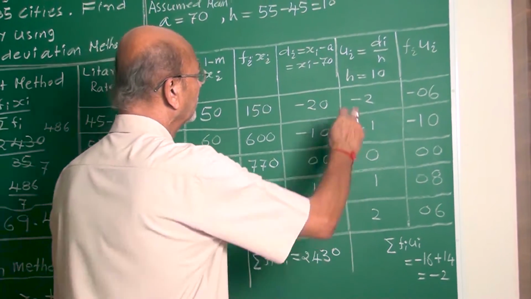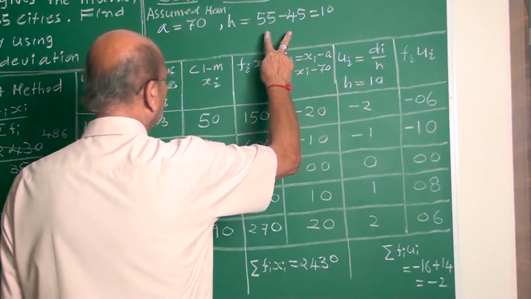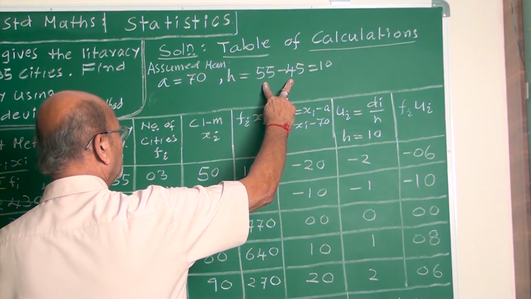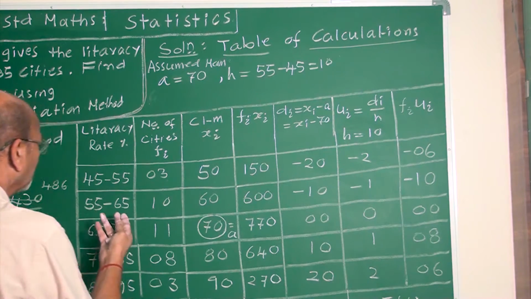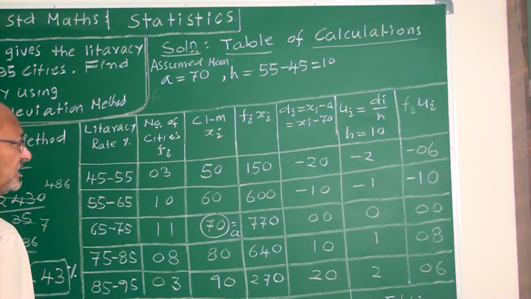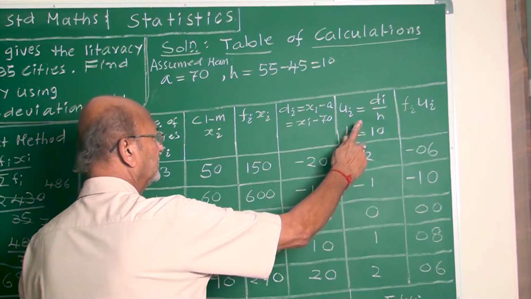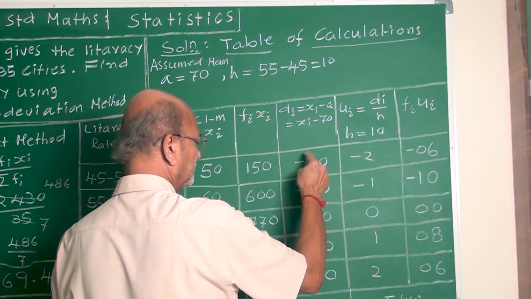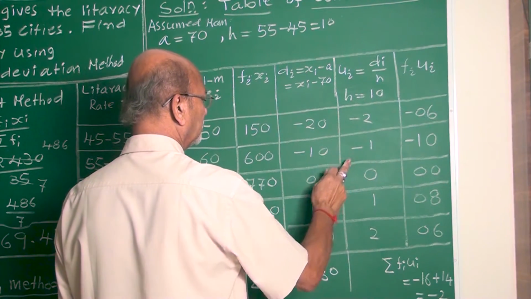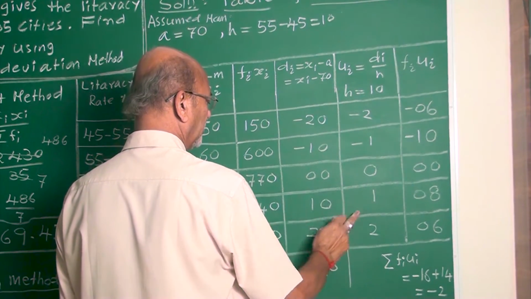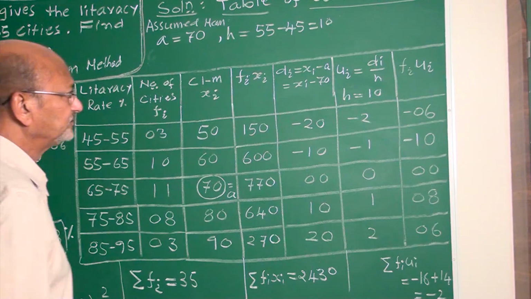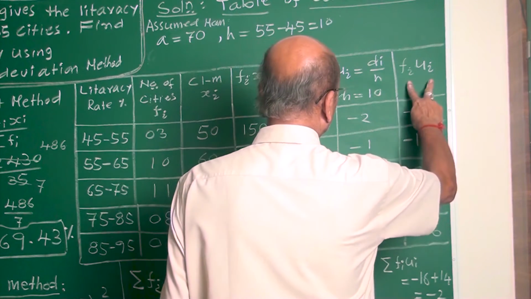What is ui? di upon h. What is h? The class interval, upper limit minus lower limit. 55 minus 45 is 10. Even here, 65 minus 55 is 10, which is a fixed number. So h is 10. Minus 20 upon 10 is minus 2. Minus 10 upon 10 is minus 1. 0 by 10 is 0, 10 by 10 is 1, 20 by 10 is 2. This is ui.